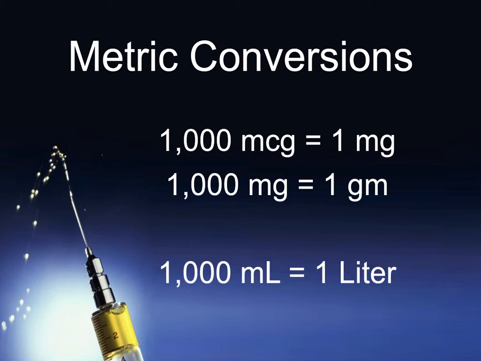Same holds true for our fluid. So we know that there are 1,000 milliliters in a 1 liter bag. Again, that 1 liter, you add 3 zeros, that tells you how many milliliters. So those 1,000 multipliers end up in some big numbers when you're doing math, but they're very simple numbers to work with.